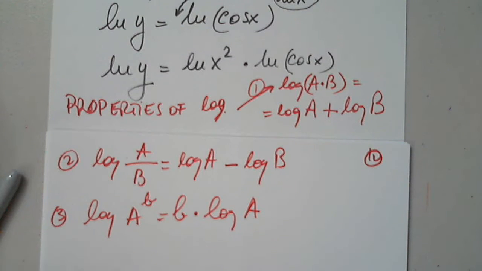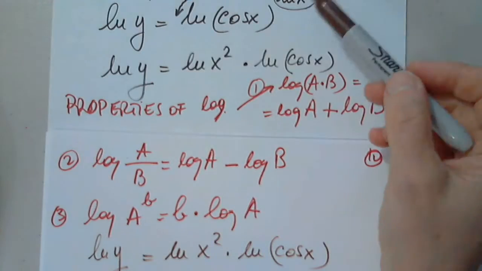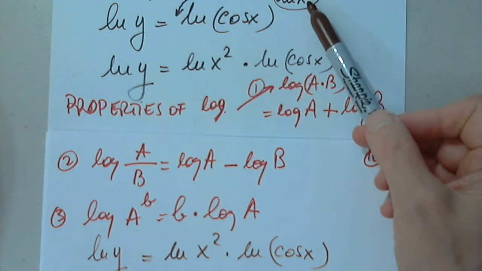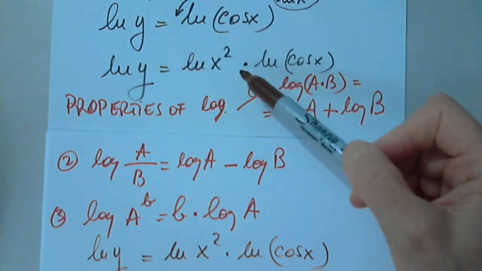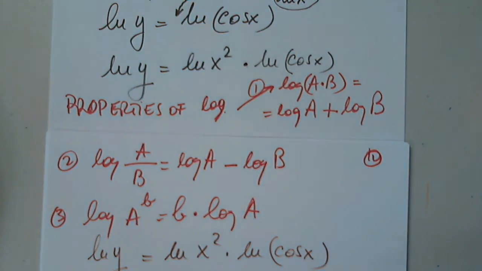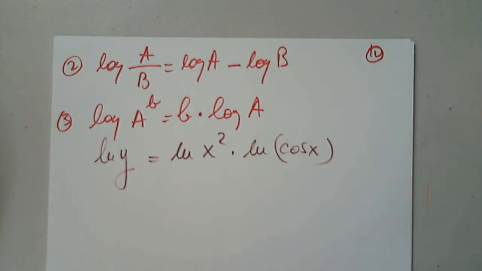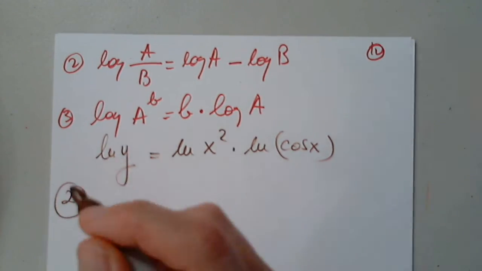So then I'm going to copy where I left off. Natural log y equals natural log of x squared times natural log of cosine x. So I'm applying the third property by changing the position of this as a factor. It becomes a factor in front. It multiplies all this quantity, and that's what we did. Now, and only now, which step am I on? So this was step 1. I simplified as much as I could, and now step 2. I differentiate.